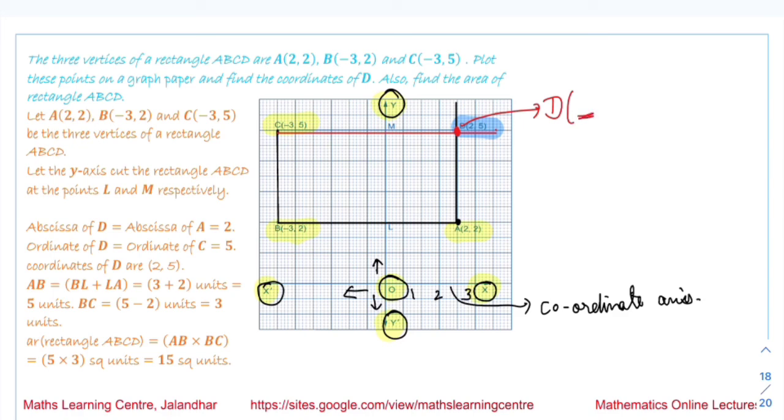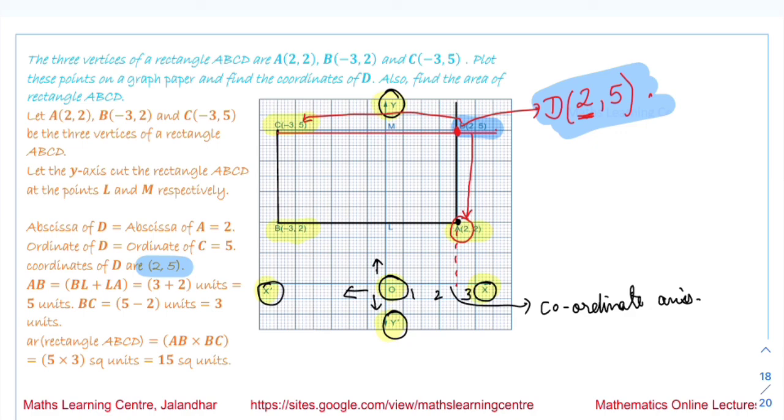What is the x coordinate over here? If we draw the perpendicular, it will have the same x coordinate as A, which is 2. The same will be the x coordinate for D. And what is the y coordinate of D? It is the same as the y coordinate of C. The x coordinate is the same as the x coordinate of A, the y coordinate is the same as the y coordinate of C, so it is 5. So we get that the point D is 2, 5.